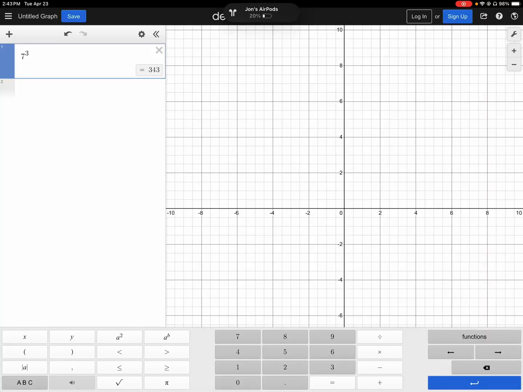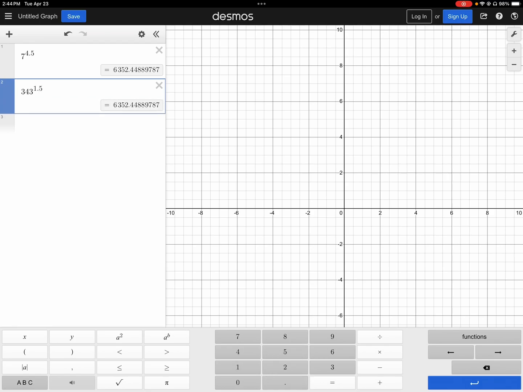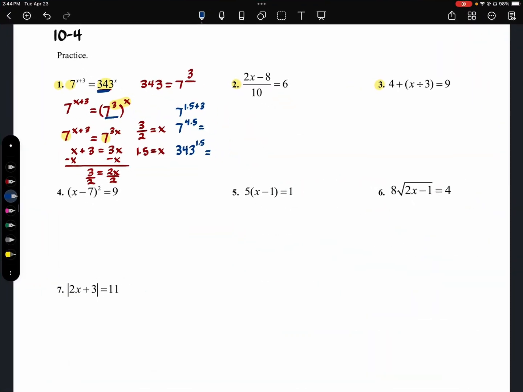So we've got here 7 to the power of 4.5. Ooh, that's not a very pretty number, but it is what it is. And then we're going to do 343 raised to the power of 1.5. Like I said, not a pretty number, but they're the same number, so we know that it is correct. So we don't even worry about what it equals. As long as we've checked on the calculator, we know we're good. So our answer there was x equals either 3 over 2 or 1.5. All right, so we used rewriting on that one.